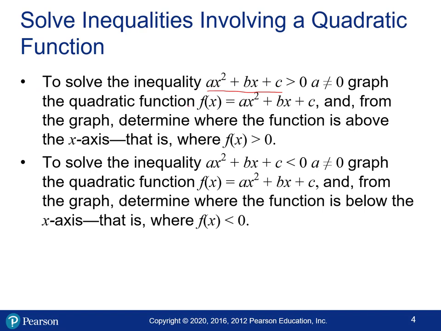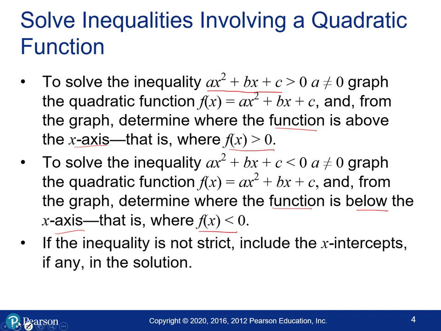And the way that we solve these inequalities involving the quadratic functions is we determine where the function is above the x-axis if our inequality is greater than 0, or where our function is below the x-axis if our inequality is less than 0. Okay? And then if the inequality isn't strict, then we include the x-intercepts. What that means is not strict is when we can equal the endpoints, so we can equal our x-intercepts. So if you see the equal bars, then you can include your x-intercepts.